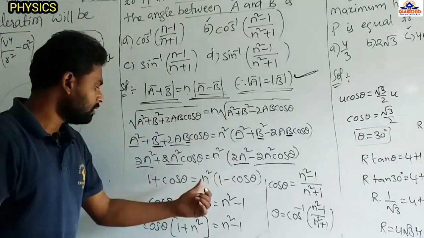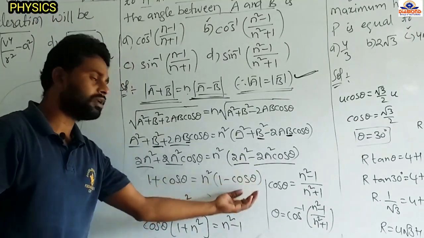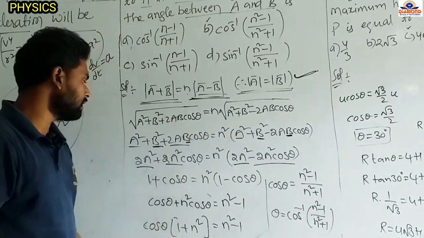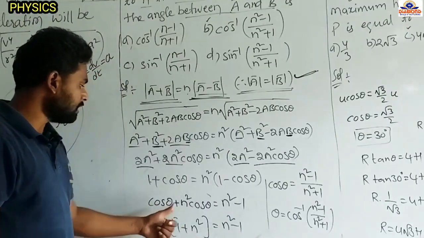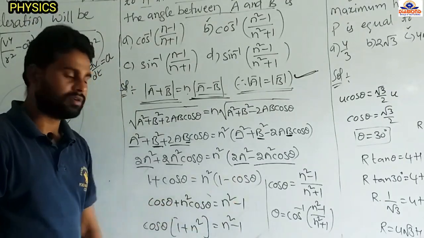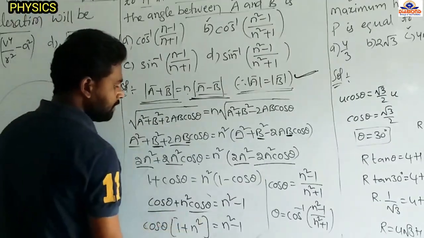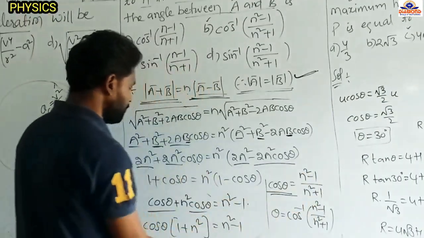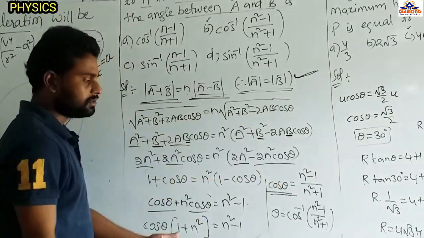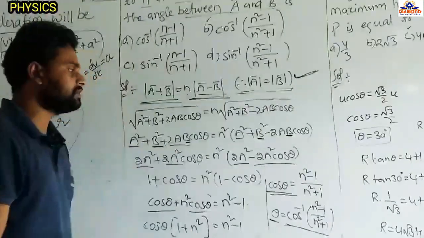Okay, now multiply n square inside: n square minus n square cos theta, we will get minus n square cos theta. Send this side plus n square cos theta, plus 1 here, send that side, it will become minus 1. So cos theta plus n square cos theta equal to n square minus 1. From here cos theta is common, so (1 plus n square) cos theta equal to n square minus 1, cos theta equal to n square minus 1 by 1 plus n square, or n square plus 1. Theta equal to cos inverse of n square minus 1 by n square plus 1.